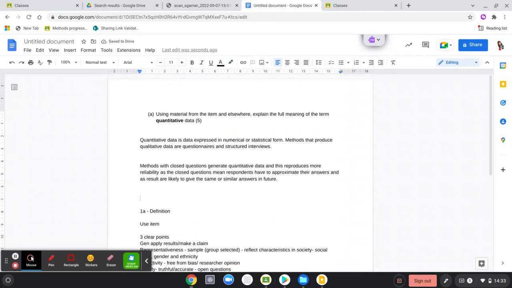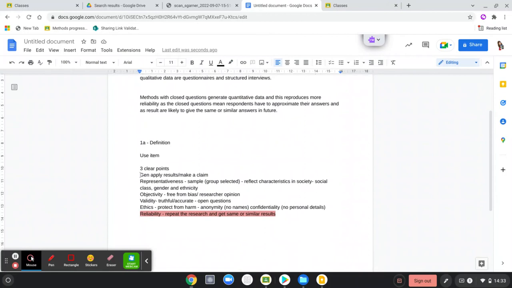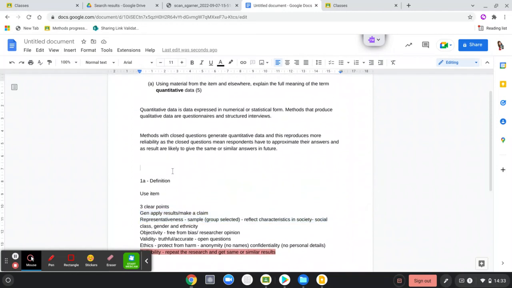Okay, right. Then I'm going to do rep and gen. So the closed questions mean I'm going to give exactly the same answer again because I can't talk in my own language about how I feel about something. I'm going to pick good again next time. But the closed questions also mean that you can access large samples of people.